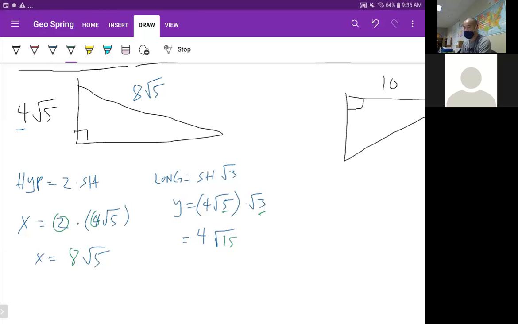You can't reduce 15, so there's your other answer. If you could reduce it, you'd have to. I don't know if these examples I made up are going to have that. Yeah, so there's the other answer, 4 square root of 15.